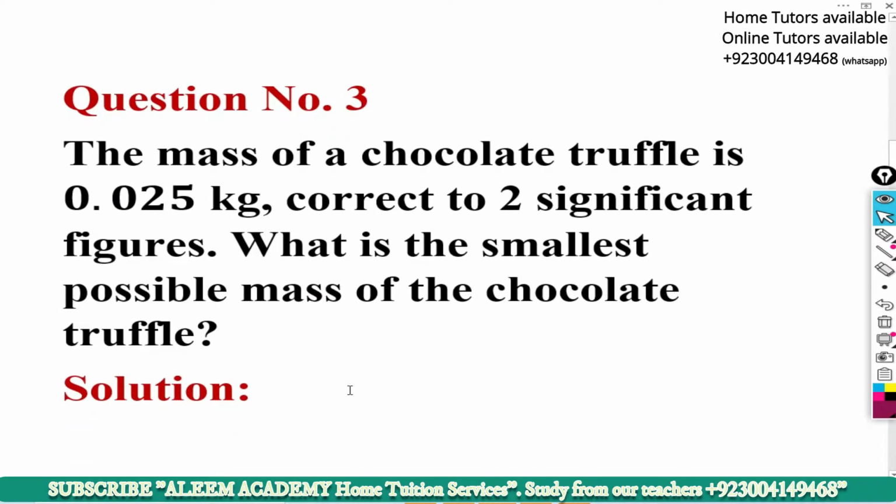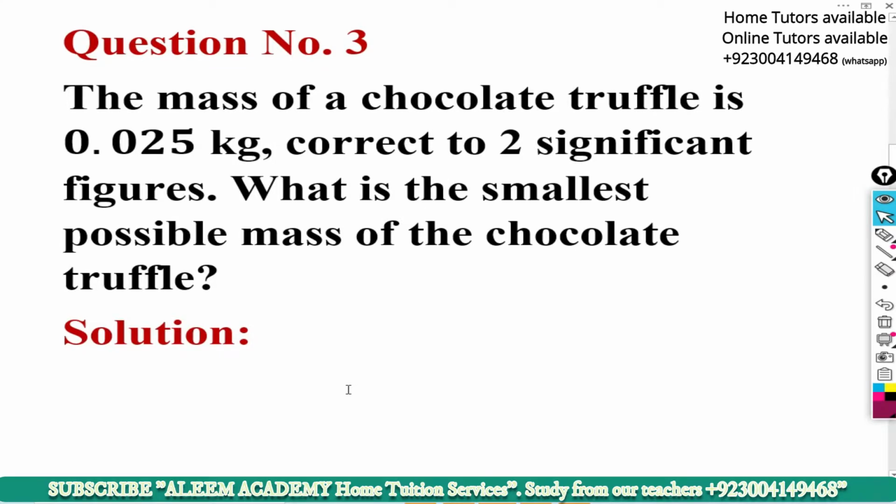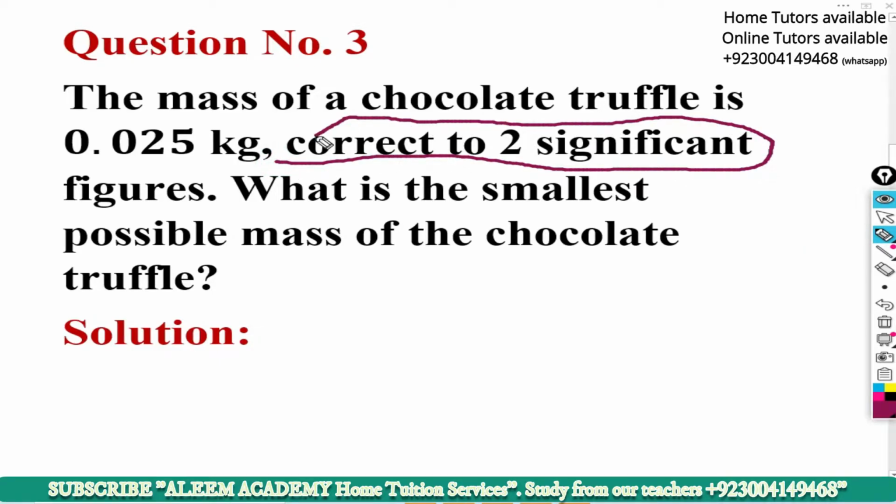Let's move to the next question, number 3. Question 3 is a real application of significant figures. The mass of a chocolate truffle is 0.025 kilogram, correct to 2 significant figures. This mass is given to you, correct to 2 significant figures. Okay, remember that this is already correct to 2 significant figures. What is the smallest possible value? What is the smallest possible mass of the chocolate truffle?